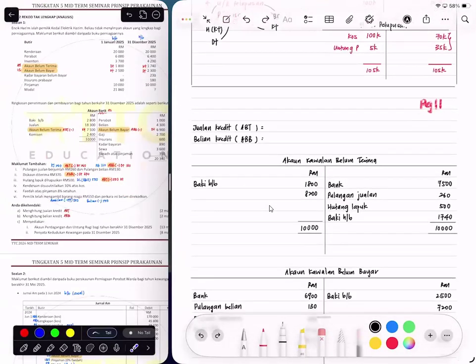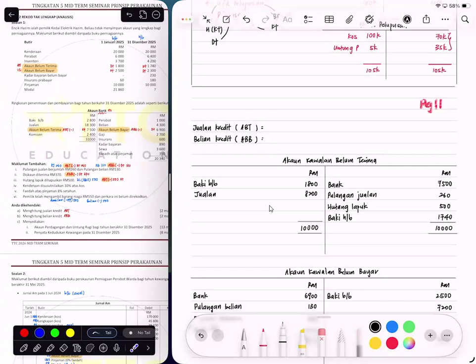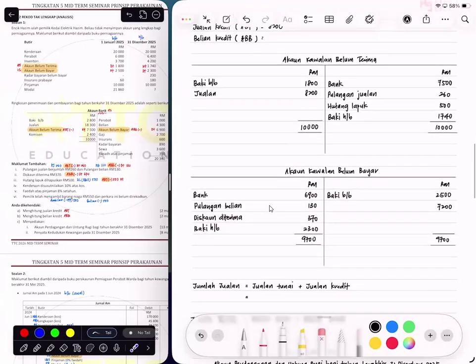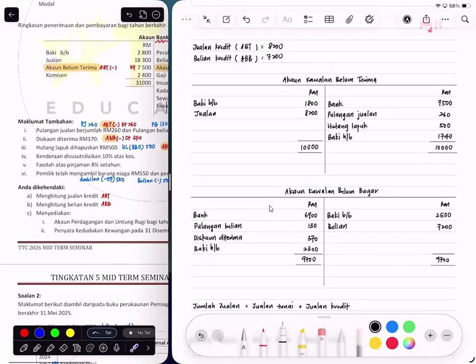Once you inbound account kawalan belum terima, you will find out your jualan credit. But just write jualan here. Don't write the credit term because we don't have any account called as jualan credit. Okay, then you got jualan credit for your question part A, which is 8,200. Same for account kawalan belum bayar. Imbang as usual also, but the imbang bukti will be berlian, but don't write berlian credit as well. Keep it as berlian. Then you will get berlian credit, 7,200.